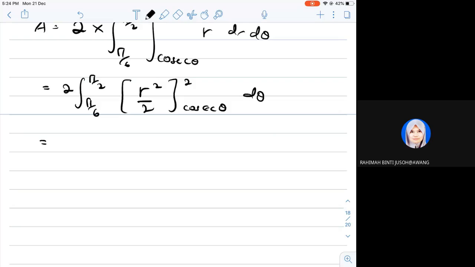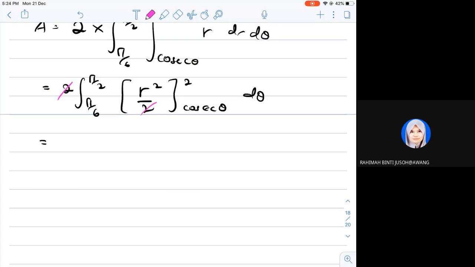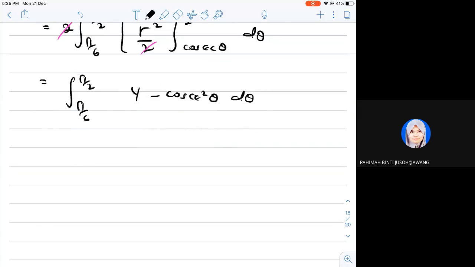Okay, so now this can be cancelled, right? Ni boleh cancel dah ni. Okay, so we will have the integration from pi over 6 until pi over 2 of 4 minus cosecant squared theta d theta. Alright, so now integrate 4 becomes 4 theta.